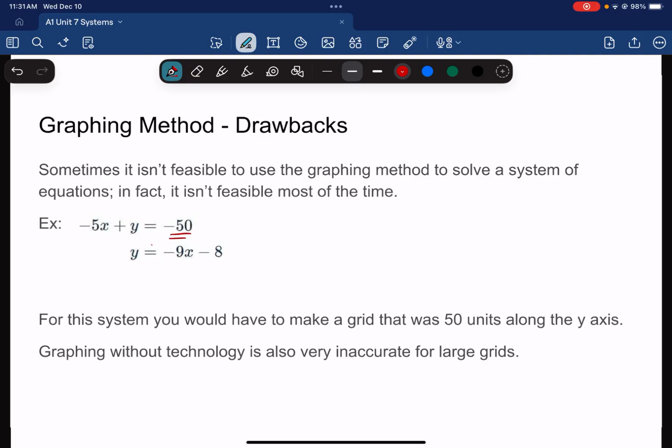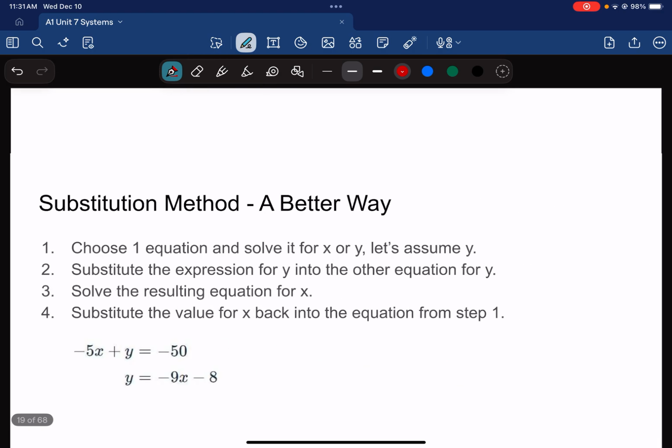Like on this one here, if you go with slope-intercept form, you have a y-intercept of negative 50. That's not feasible when the other one's negative 8, and you don't have space to grid that, and you can't go by something other than ones, because then you're not going to be sure of what the answer is without plugging them in and checking. So graphing without technology is just inaccurate. So there has to be some other way, right?